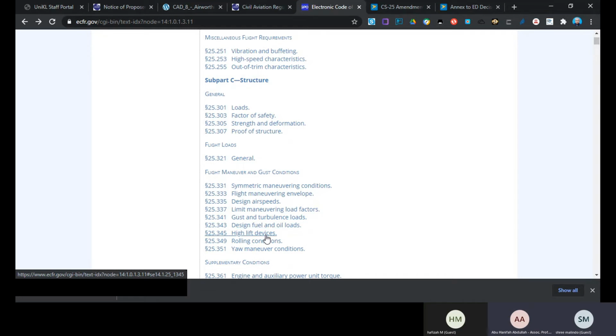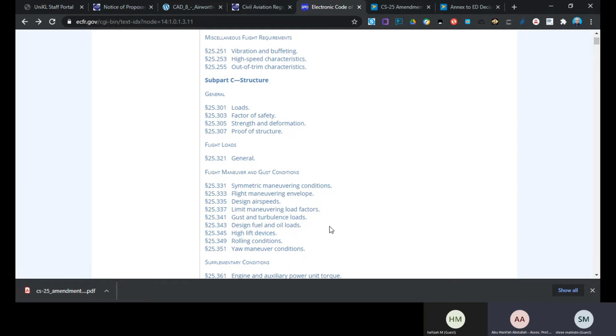High lift devices, you have spoilers, you have flaps, you have slats. Those are high lift devices. When you extend and operate them, it will cause an increase in lift, so that increases the load. So you must consider that. Rolling condition, when you roll and yaw, you also pull load. During the rolling and yaw operation, your load will be higher than the standard maneuvering load. So these are the loads you need to consider in the design.